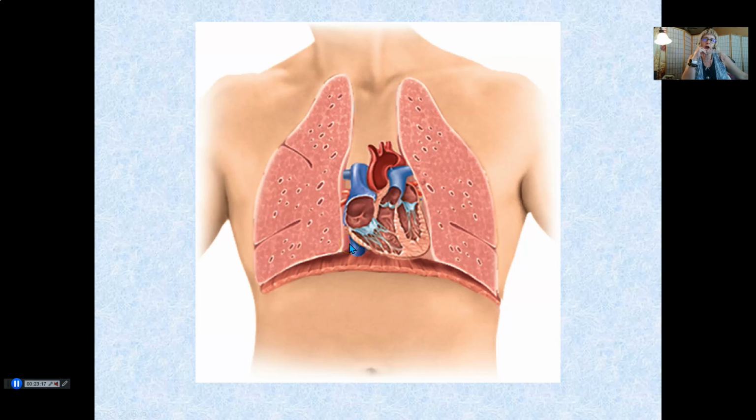Okay, so now that I've discussed all that, tell me, what do you think this is? Well, according to the planes, there's only 3 answers that you can give me, but only one is correct. It is not sagittal. It is not transverse. This is a frontal view.